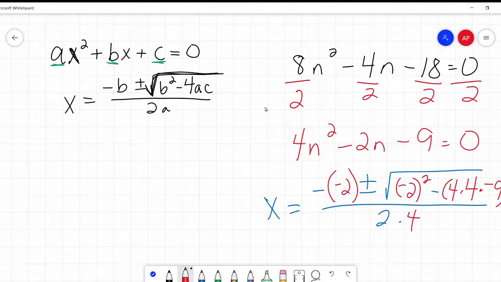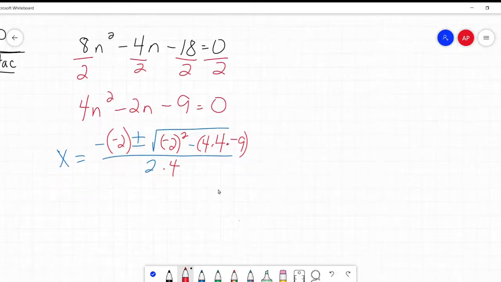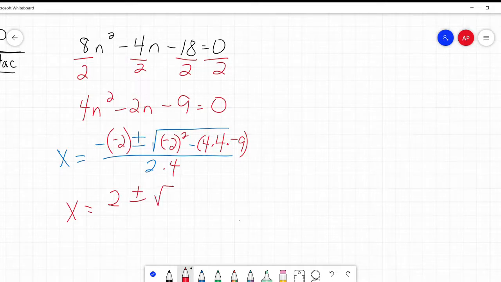All right, now it's time to start tidying this up. I'm going to scoot this over, give us a lot of room here to work with. Okay, x equals negative negative 2 is positive 2. Inside my square root, negative 2 squared is 4. Minus, I'm going to keep it in the parentheses for a second, 4 times 4 times negative 9. 4 times 4 times negative 9 is negative 144.